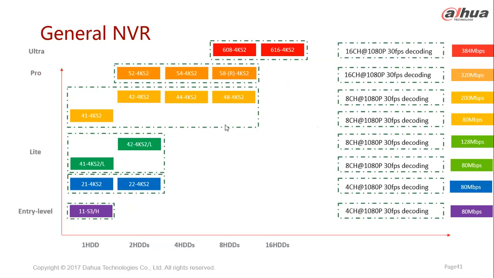So you can see the functions here. For example, in the entry level, most of them support up to 1 HDD. You can use this graph to compare: 1 HDD, and you can do 4 channels at 2 megapixels, achieving 30 frames per second. While the high-end NVR can support up to 16 hard disks and do 16 channels at 2 megapixels, at a frame rate of 30 frames per second.